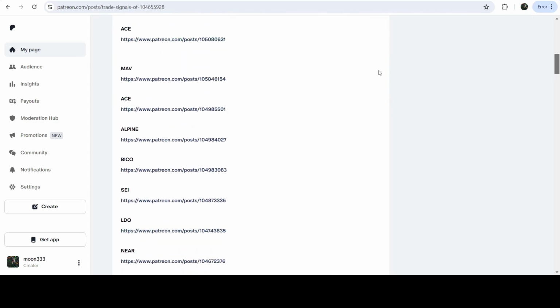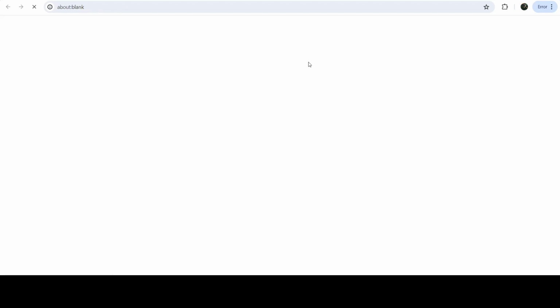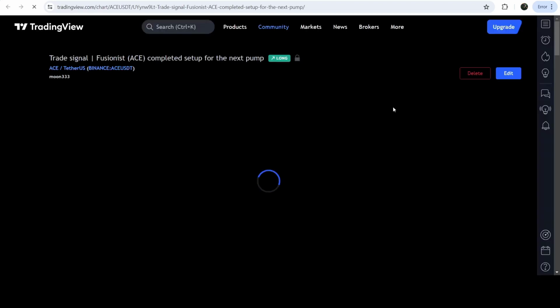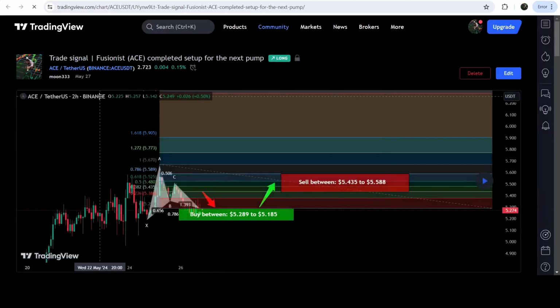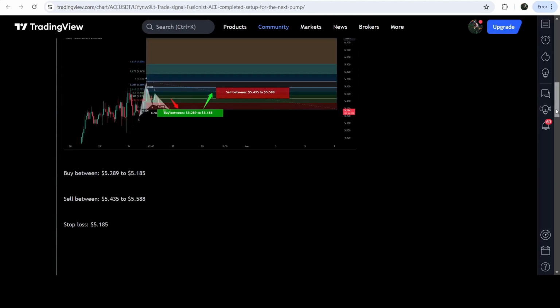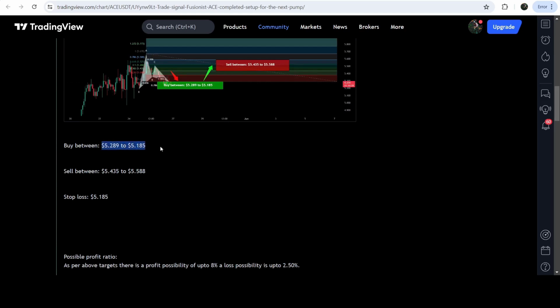And if you would like to check or verify any trading signal like this, the trade setup for Fusionist, you just need to click on the link for the trade setup and it will take you to the TradingView chart. On this chart, you can see when I shared this signal. For example, in this case, I shared this signal on 27th of May 2024. And you can also watch the complete trade setup as well, like this was the buying zone, the sell target zone and the stop loss.